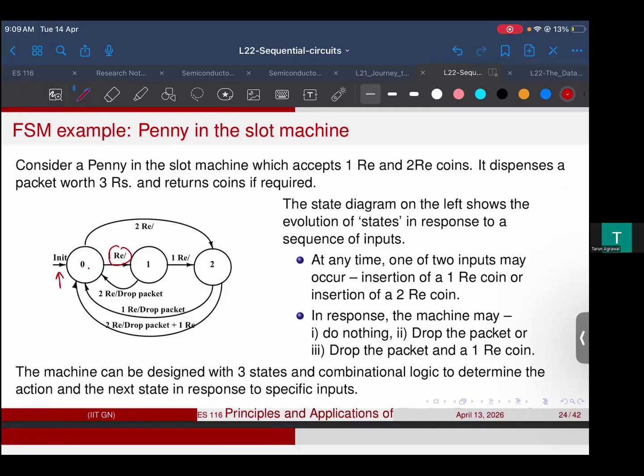When you give 1 rupee only, then the packet is not dropped, right? So you see, when you give 1 rupee, the packet is not dropped, because unless the second rupee comes in, the candy is not dropped, right? So this is what is happening, and there are multiple packets which are dropped here. You see that I could directly give a 2 rupee coin. So when I give a 2 rupee coin, then I go from 0 to 1 state.